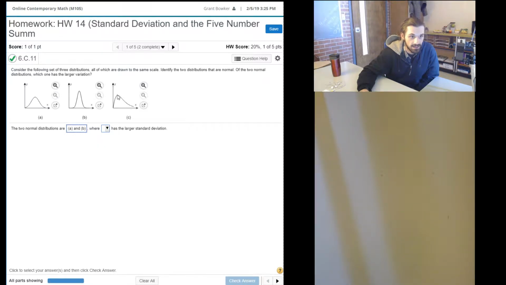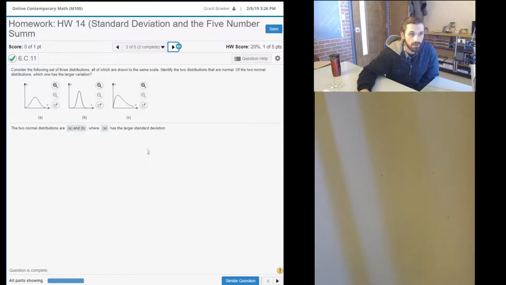Recognize C does not have that nice symmetric shape, and from the last homework we saw that C is in fact a right skewed distribution, so it is not a normal distribution. Again, a normal distribution has this nice symmetric shape. This shape is referred to as a bell curve, if you're curious. So we want to identify which of the 2 normal distributions has the larger standard deviation. The larger standard deviation corresponds to the wider distribution. So A will have the larger standard deviation between A and B.